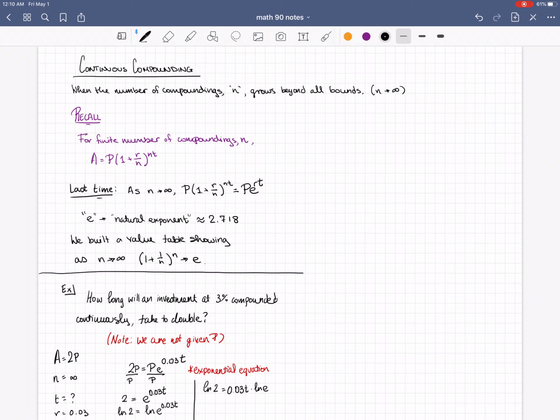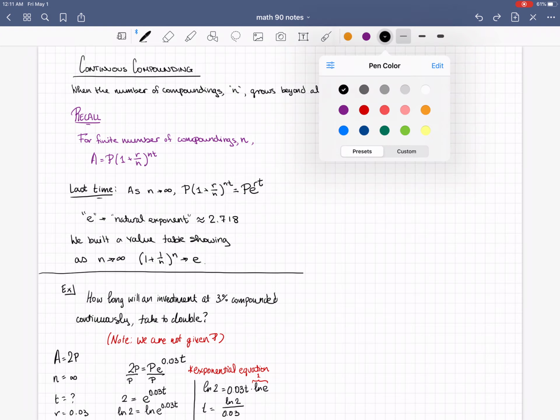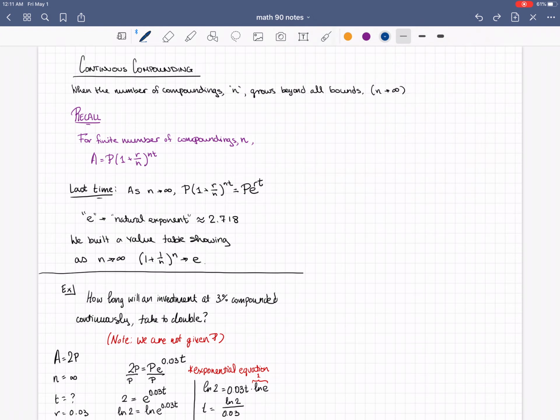But don't forget, natural log is log base e. So the natural log of e is log base e of e, which is 1. So this is 1. So I don't really need to keep writing it. So really I have the natural log of 2 is equal to 0.03t. So all I need to do to get t by itself is divide both sides by 0.03. Now, this is a precise value. So if I wanted the precise value, that's what I would leave.